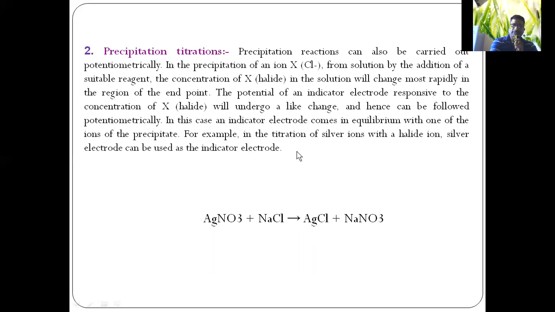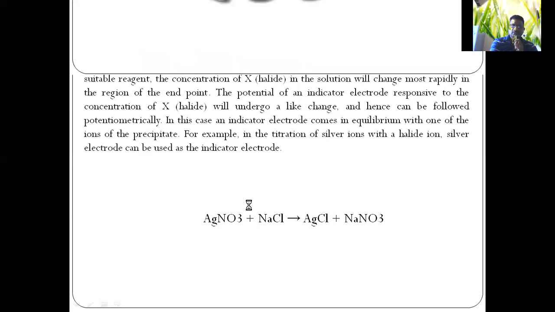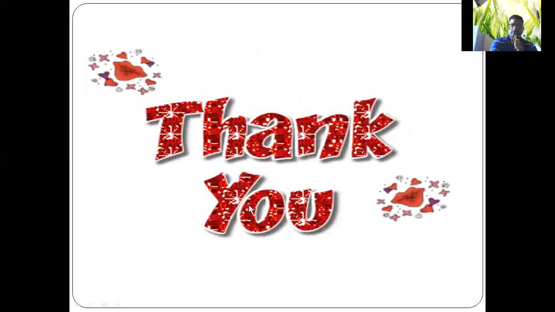So this is one of the applications of potentiometry, precipitation titration. Precipitation is done during the titration, and moreover we can calculate the normality of either NaCl or AgNO3 solution. In turn, we can calculate the amount of NaCl or AgNO3 present in a given unknown solution. So this is about potentiometry: theory, instrumentation, and any two applications of potentiometry. Thank you.